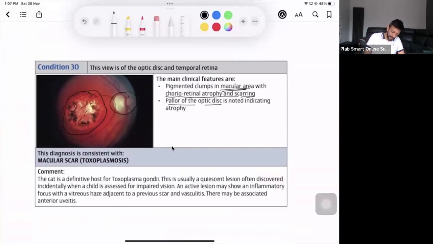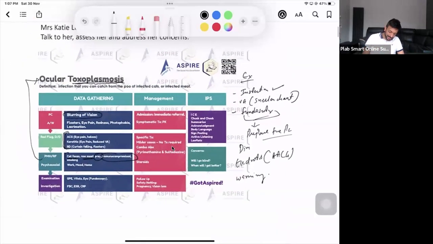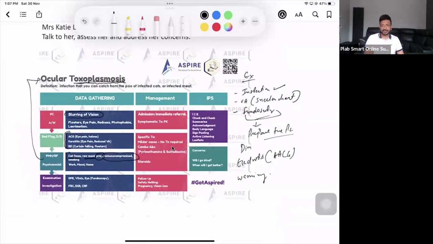That's your macular scar toxoplasmosis, that's what you will get. So don't just say that I can see this toxoplasmosis, say a few lines about the explanation as well if you really want to score high in the exam. Okay. Now, what's the management? So management is actually symptomatic treatment.